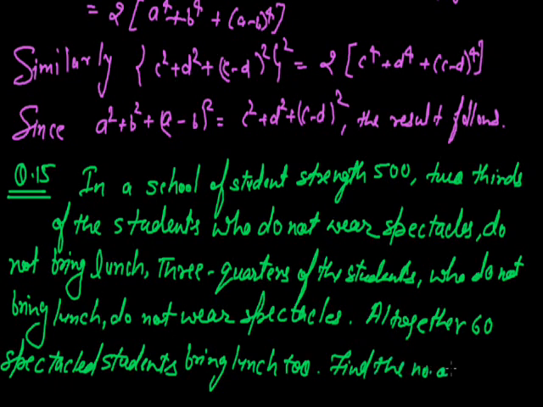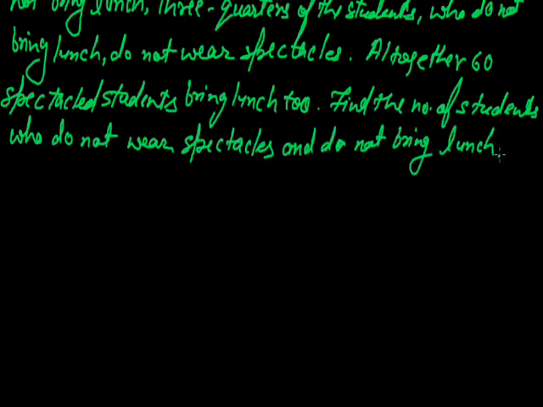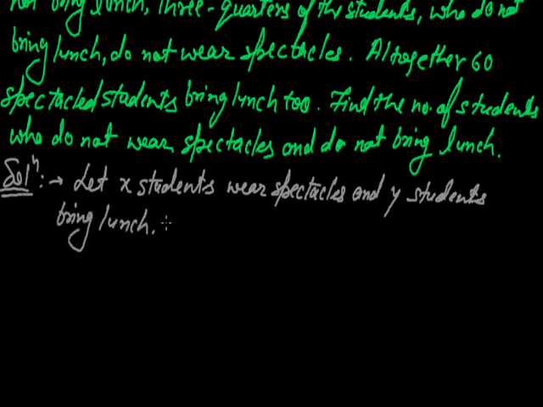Find the number of students who do not wear spectacles and do not bring lunch. Let us have the solution of the given question. Let X students wear spectacles and Y students bring lunch, or both, is equal to X plus Y minus 60.